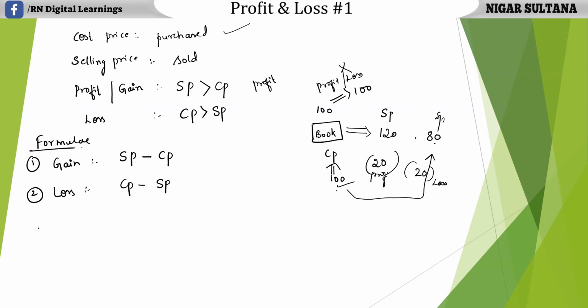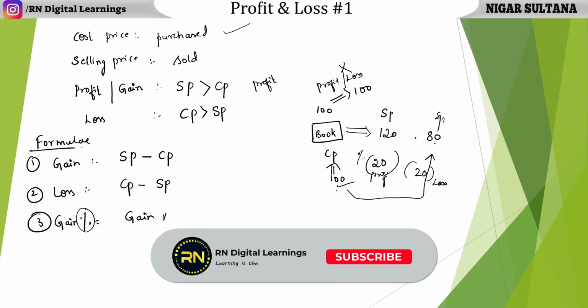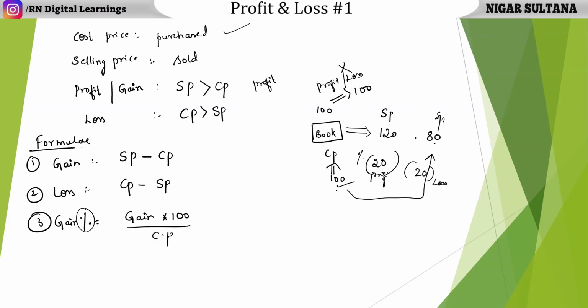Now next, I have told you that 20 rupees was a profit. Now if I want to calculate it in terms of percentage, how will I calculate? So this is my gain percentage. Whatever gain I get, this percentage represents 100, so write it as gain into 100 divided by cost price. So this is the formula of gain percent.